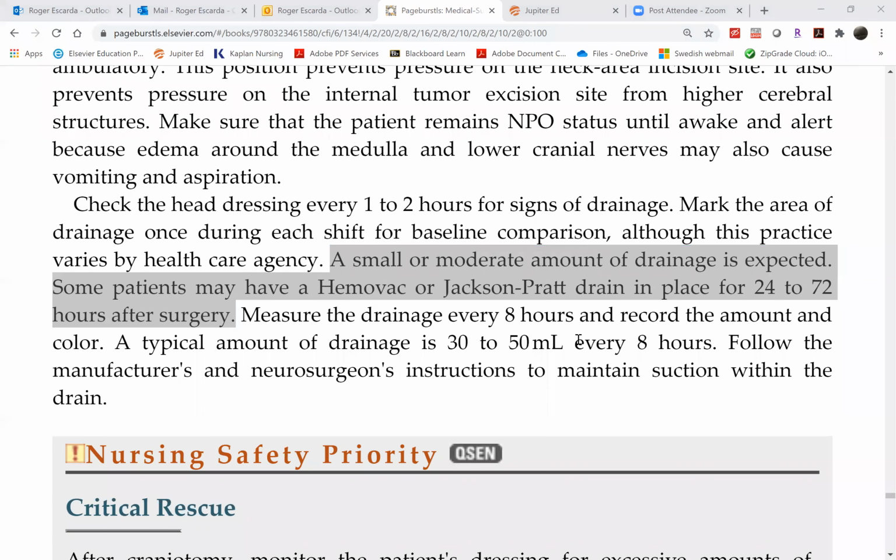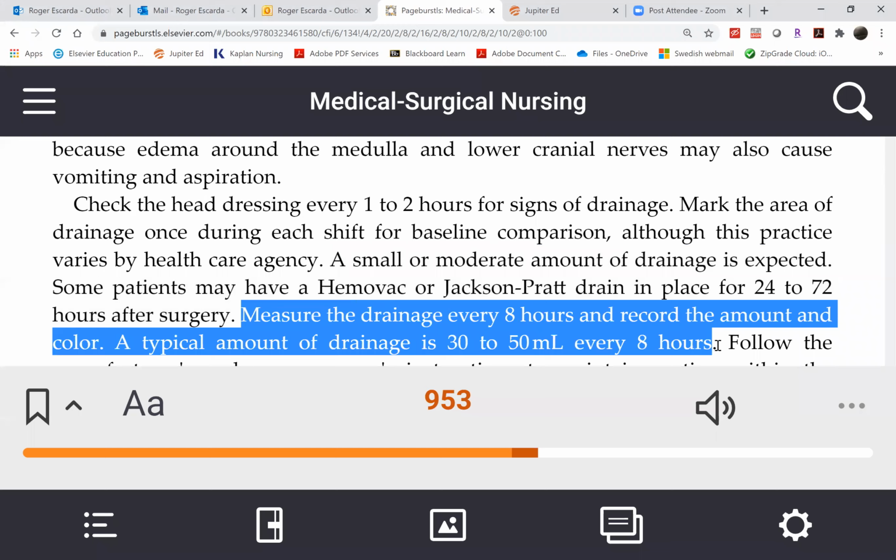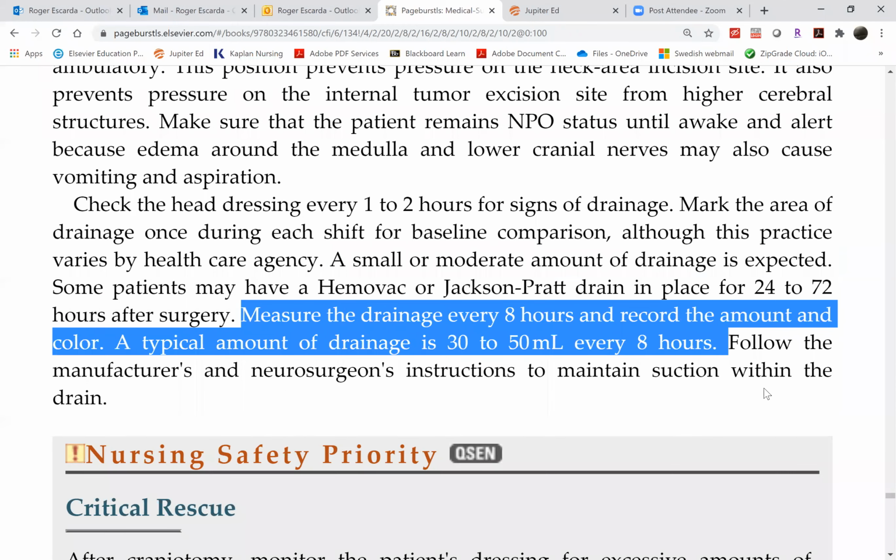A small or moderate amount of drainage is expected. Some patients may have a Hemovac or Jackson-Pratt drain in place for 24 to 72 hours after surgery. Okay, and then how about the amount, sir? What is the expected amount? Measure the drainage every 8 hours and record the amount and color. A typical amount of drainage is 30 to 50 mL every 8 hours.